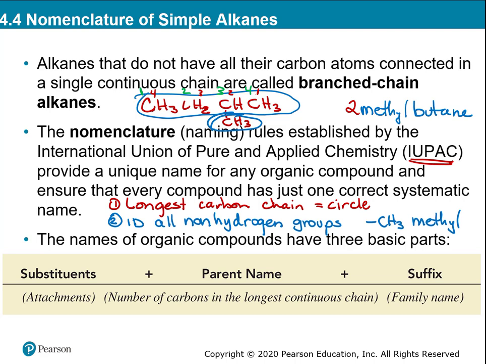So if I numbered from the left, this would be 3-methyl. If I number from the right, it would be 2-methyl. So that's why I'd want to number from the right, to give it the lowest possible numbering. So the third thing to do is I number the longest chain, and always start from the side where the non-hydrogen group is.